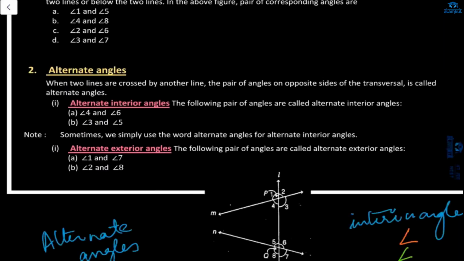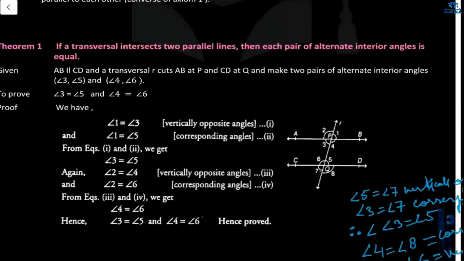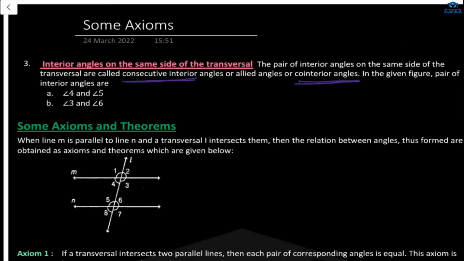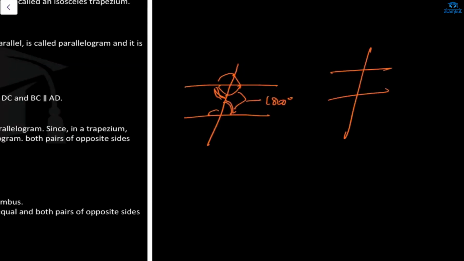See, alternate, corresponding, I have written it for you. Co-interior angle. See, angle 4 and angle 5, and angle 3 and angle 6. Yes, correct, Raj, it is co-interior angle. This and this, same side, co-interior. This is your corresponding angles, and alternate angles you already know, the opposite one. Okay.